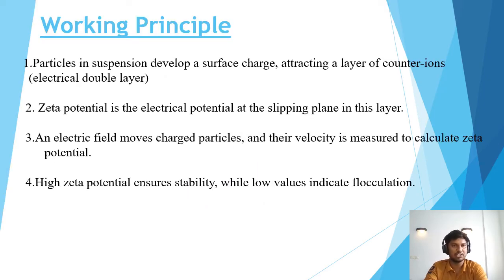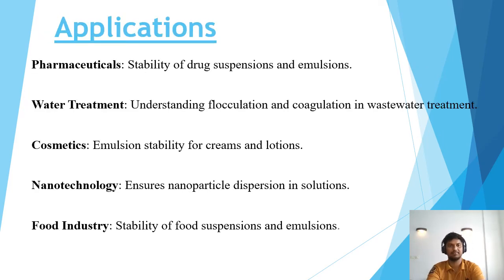And coming to the working principle, particles in suspension develop a surface charge and attract a layer of counter ions, which is also known as the electrical double layer. Zeta potential is the electrical potential at the slipping plane in this layer. An electrical field moves the charged particles and their velocity is measured to calculate the zeta potential. High zeta potential ensures stability, while low values indicate flocculation.